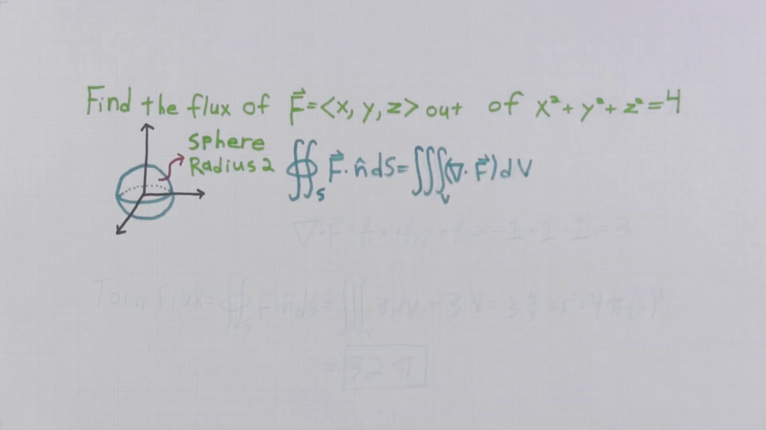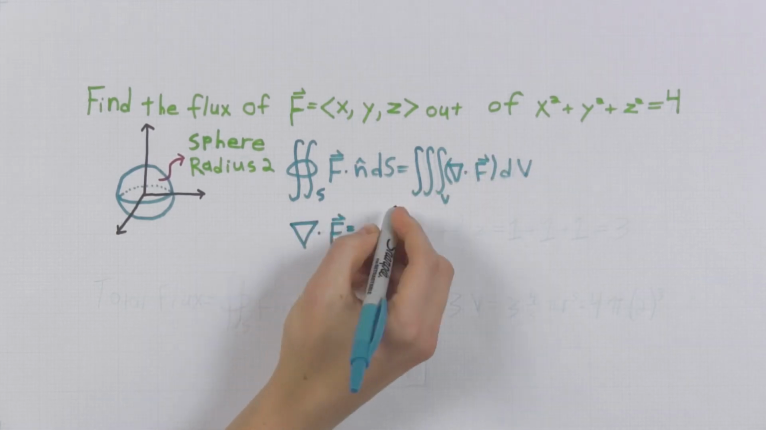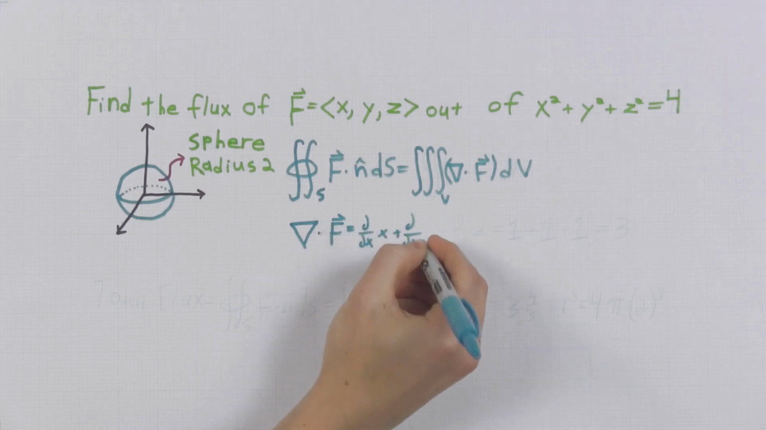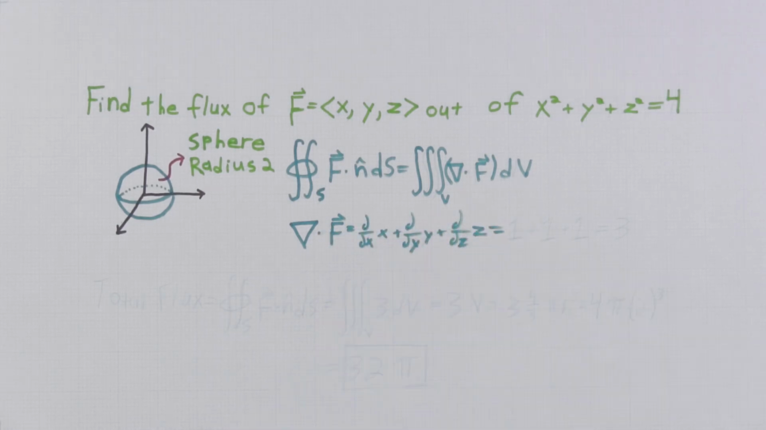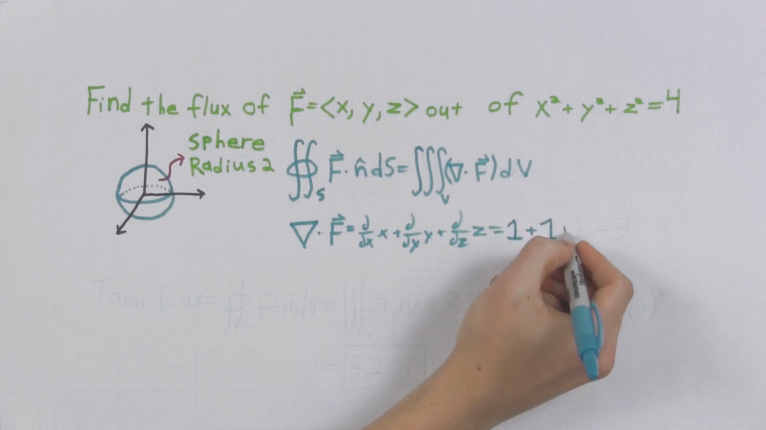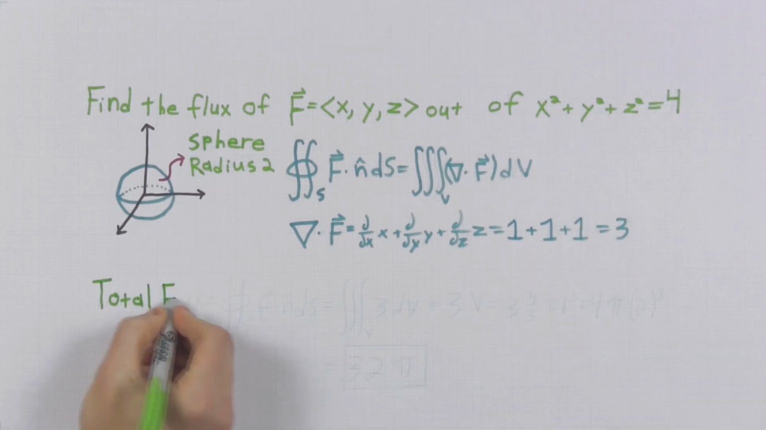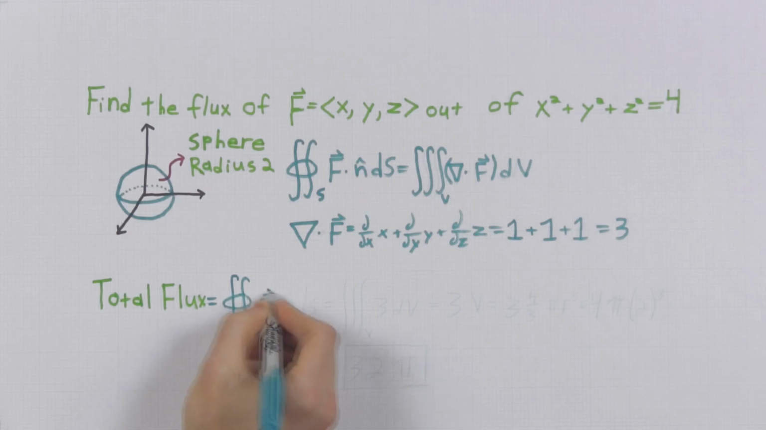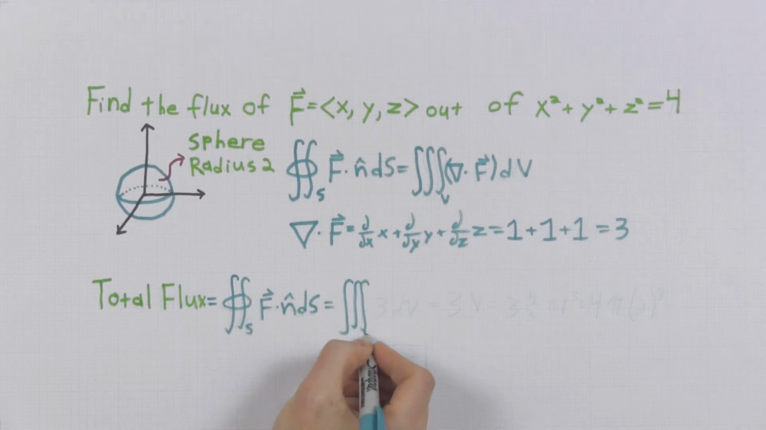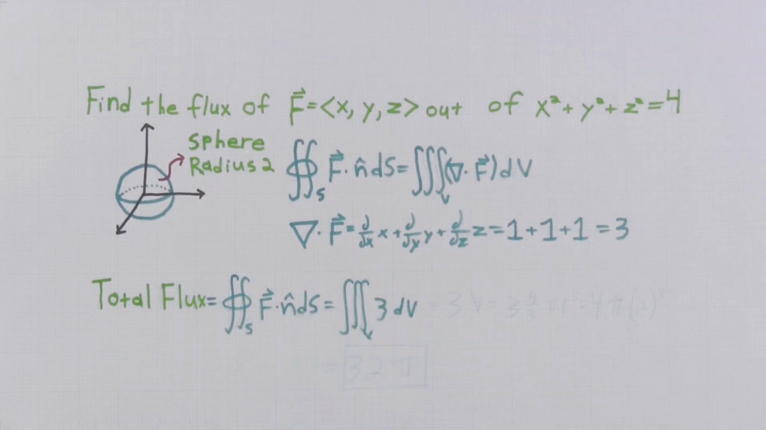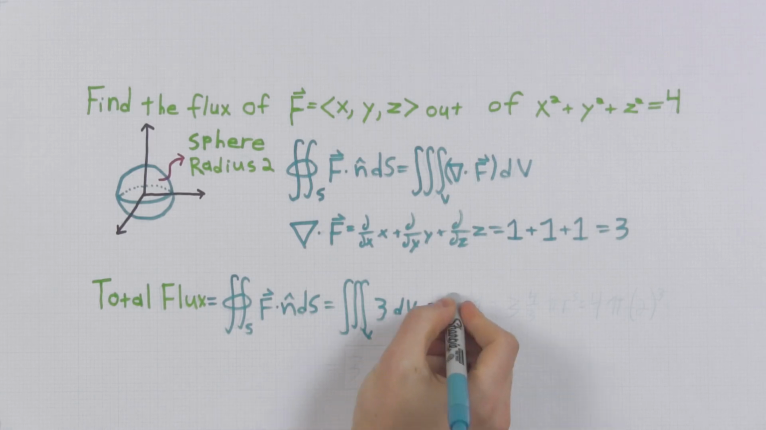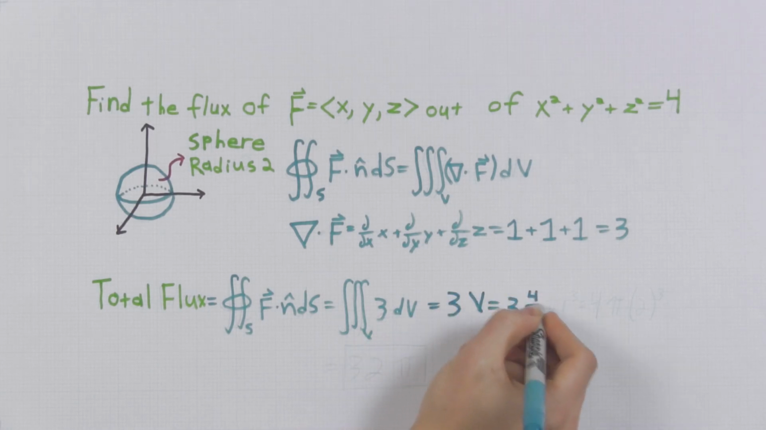If we calculate the divergence of F, it's going to be the partial with respect to x of the x-coordinate plus the partial with respect to y of the y-coordinate plus the partial with respect to z of the z-coordinate. This is equal to 1 plus 1 plus 1, which is 3. So the total outward flux is equal to the triple integral over the volume of 3 dV. Since we have a constant integrand, this is equal to 3 times the volume.